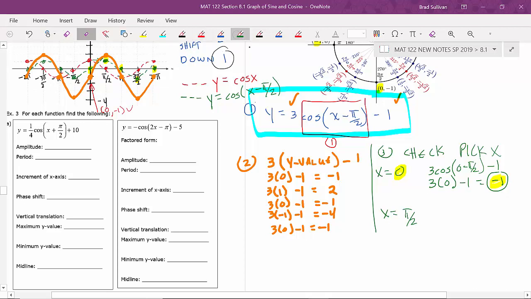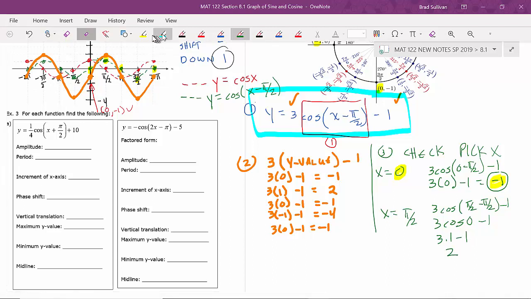By doing pi over 2, you do the same thing. Plug pi over 2 in, so you'd have 3 cosine, pi over 2 minus pi over 2 minus 1. So that's 3 cosine 0 minus 1. Cosine 0 is 1, so 3 times 1 minus 1 is 2. So let's see if you've got the point pi over 2, 2 on the graph. Okay, notice you do. Pi over 2, 2. So that point right there is pi over 2, 2.